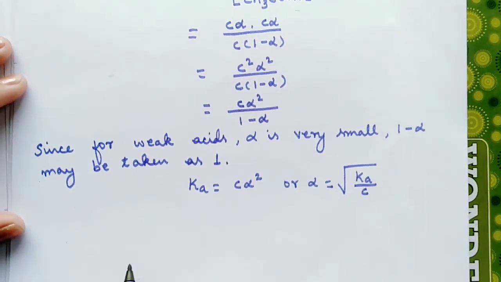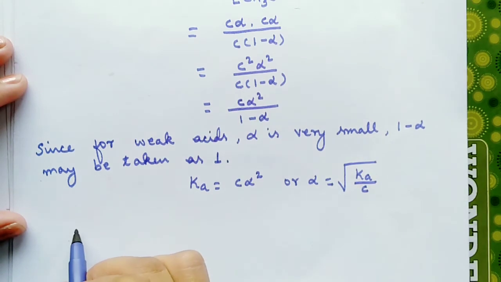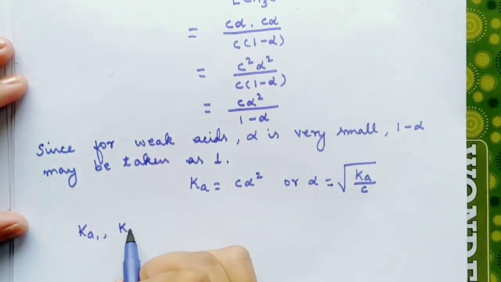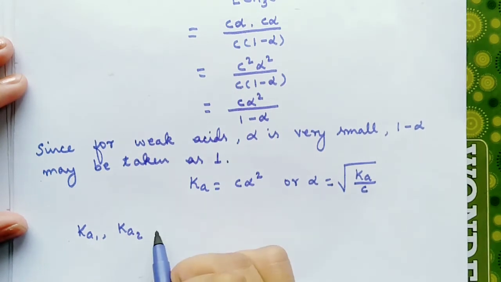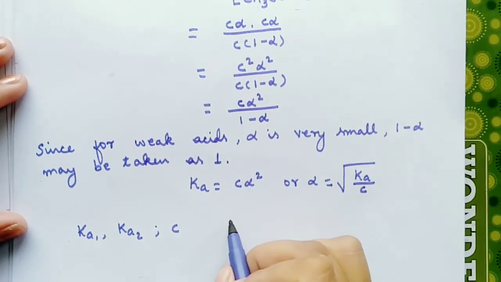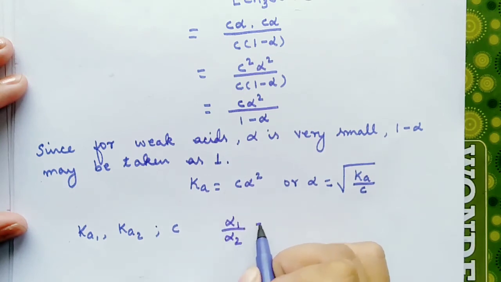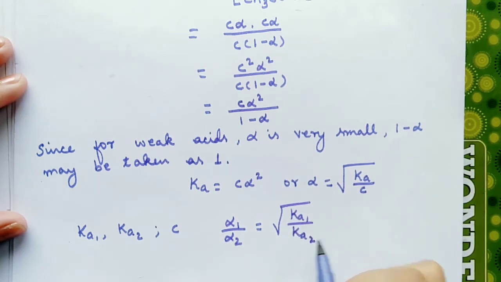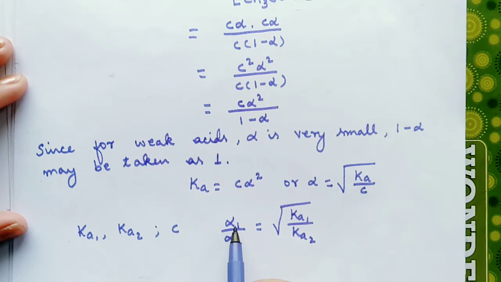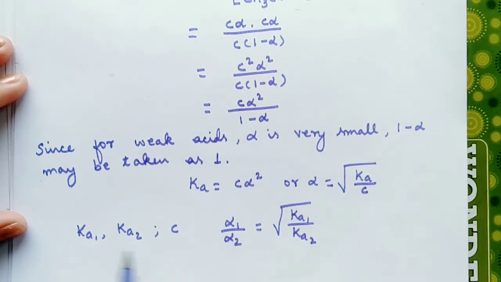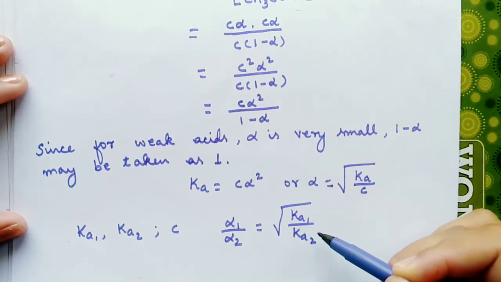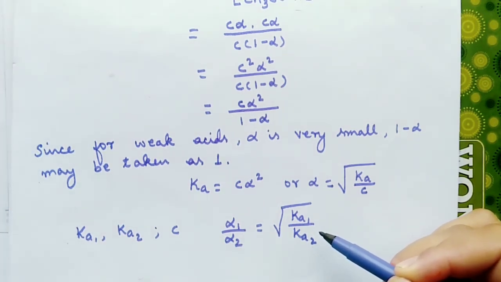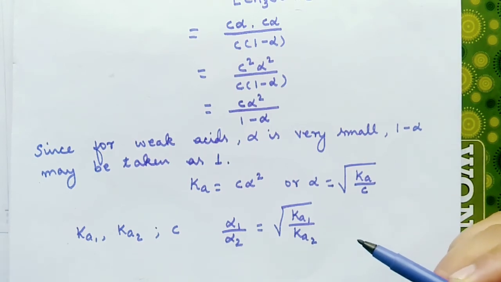Then if we have two weak acids of dissociation constants Ka1 and Ka2 at the same concentration C, then alpha1 by alpha2 is equal to root over Ka1 by Ka2, where alpha1 is the degree of dissociation for the first weak acid and alpha2 is for the second weak acid. And Ka1, Ka2 are the dissociation constants of the two weak acids respectively. I hope it is clear.